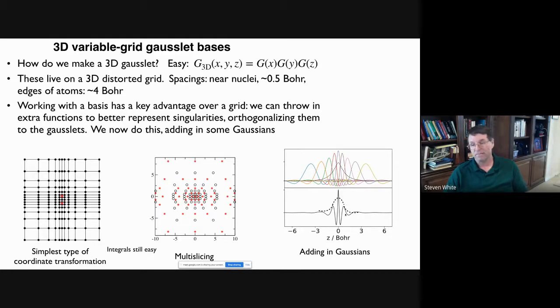And that's a crude approximation, but the occupancy of these extra Gaussian pieces is actually very small. Most of the work is done by the gausslets, and so this doesn't make much difference at all.